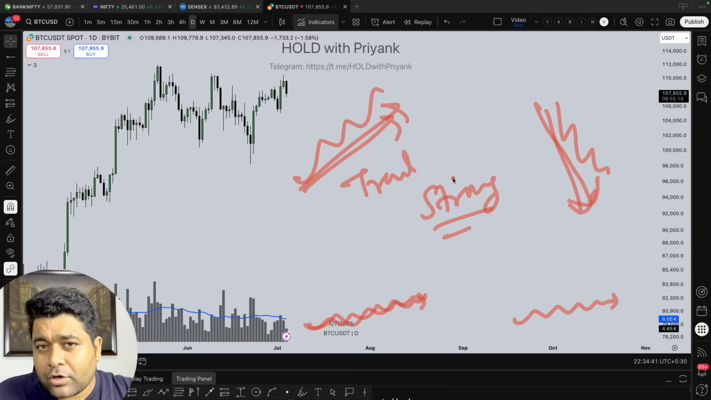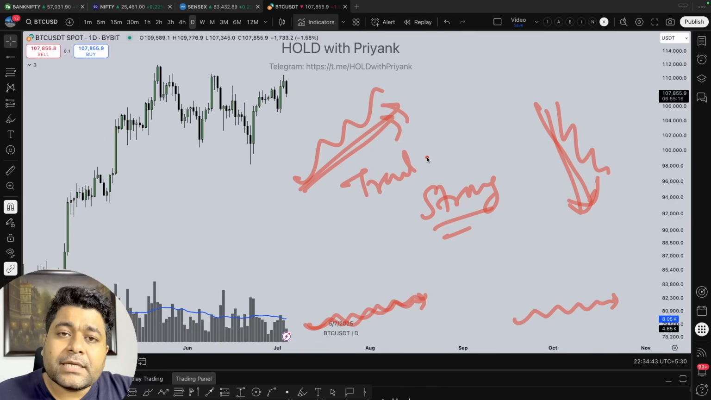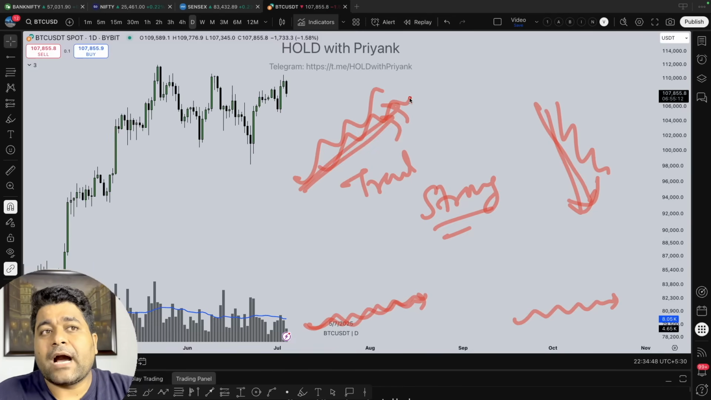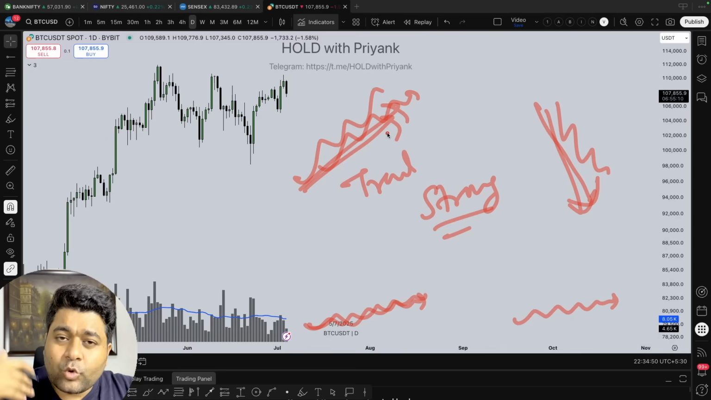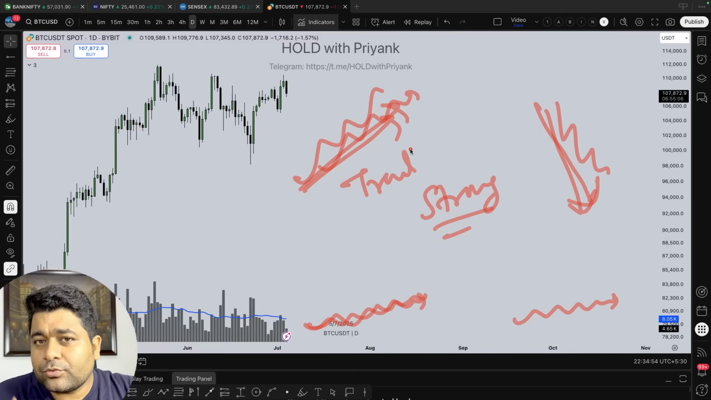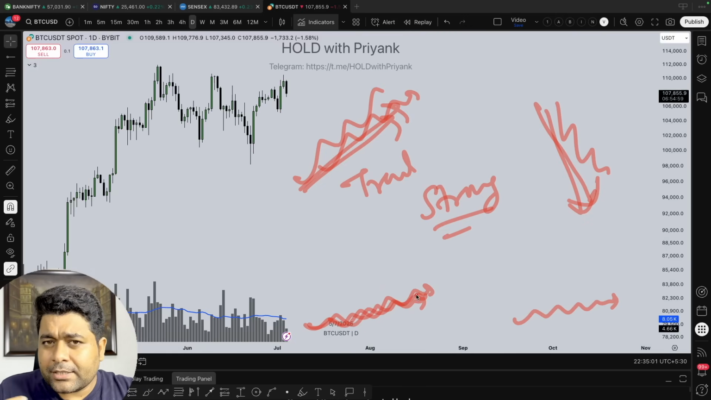Why is it strong? Because people are still interested in trading that particular coin or stock when price is going higher. It is going into the premium, it is becoming costly, but still people are ready to trade, ready to invest, entering and exiting positions. That means the volume is rising. So people are interested in this. That's why the trend looks strong.